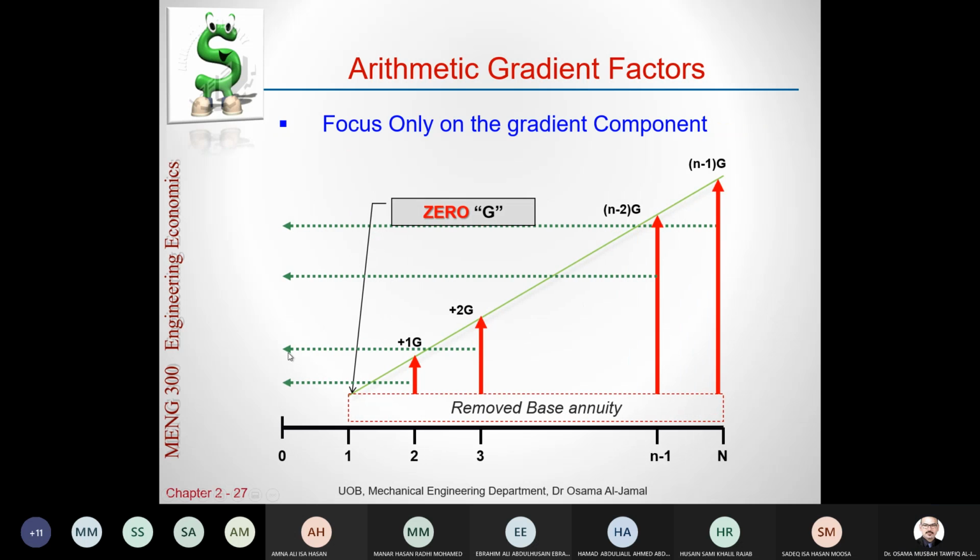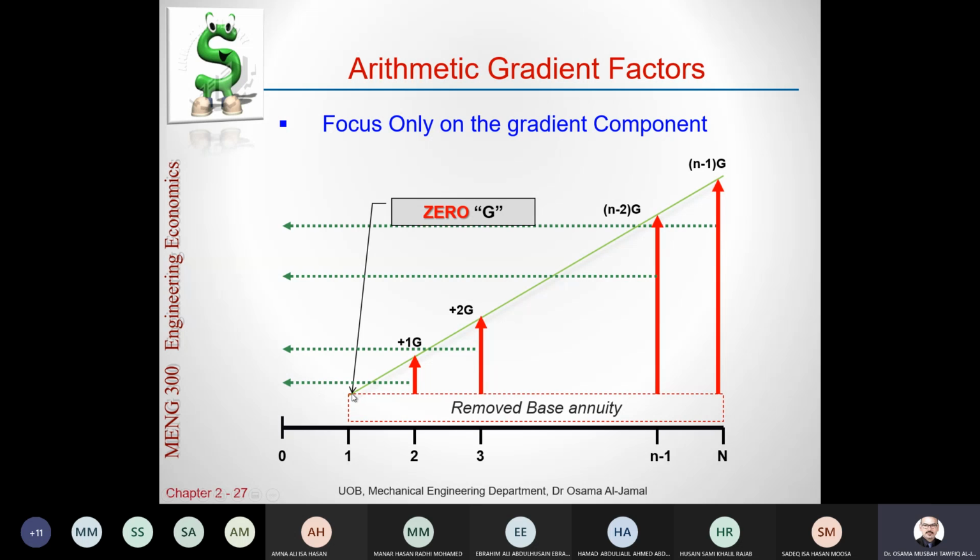See it in here now. Focus only on the gradient component. We know how to work with the annuity. It doesn't mean that we don't have two calculations. Still, we're going to do the two calculations, but just to find the formulas and to show the factors for that gradient. We'll leave the base annuity for a while, and once we come to examples later on, we're going to retain it back. But for now, let's only work with that triangle.